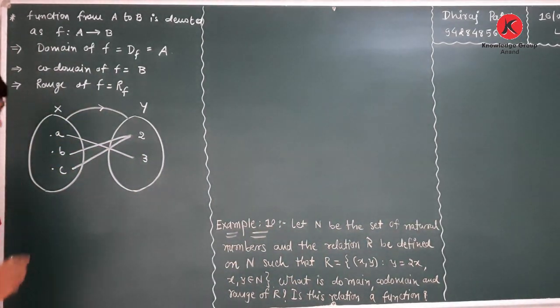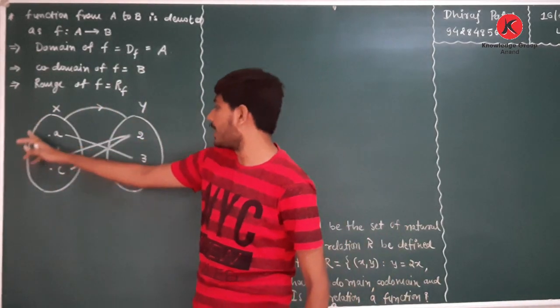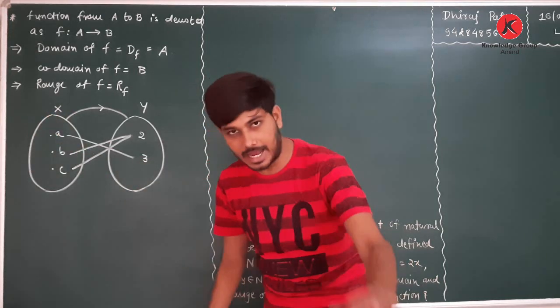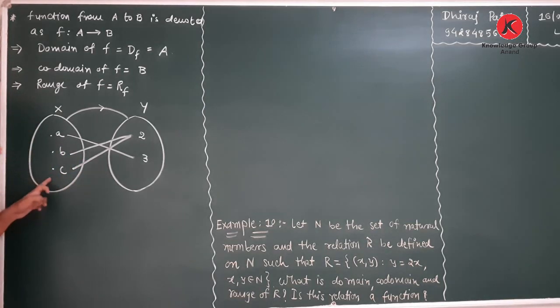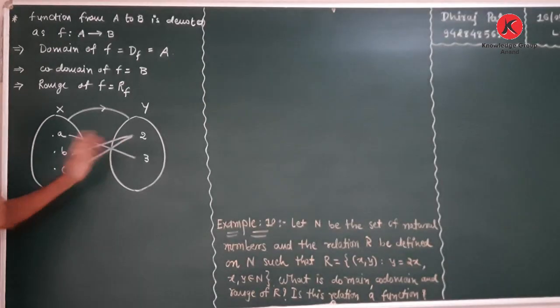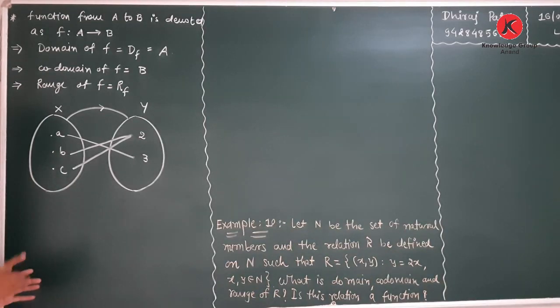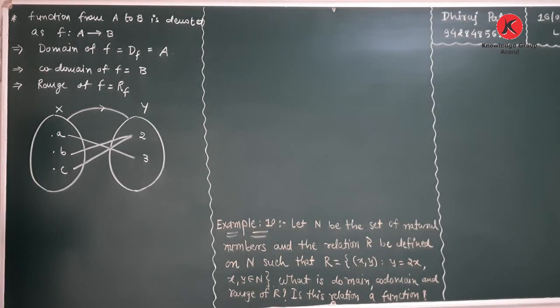We have to check two conditions. The first one is that all the elements of the domain, like all the elements of set X, are connected to one and only one element of the codomain. All of its elements are connected, none is left unconnected. That means the third condition is satisfied. Now check the fourth condition.